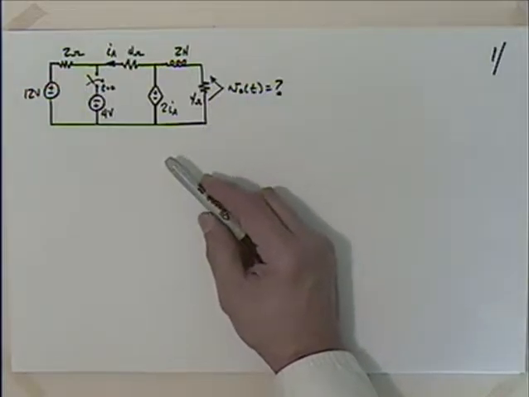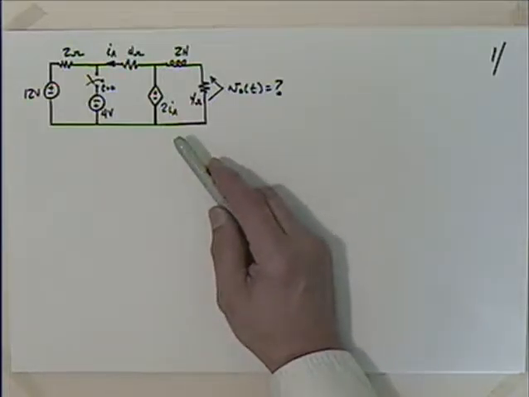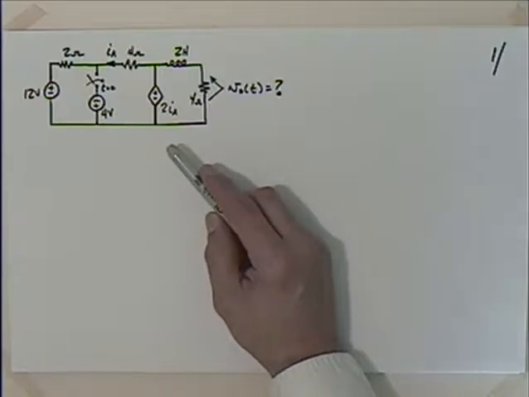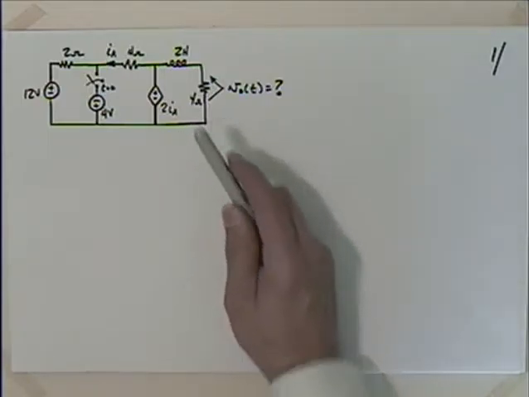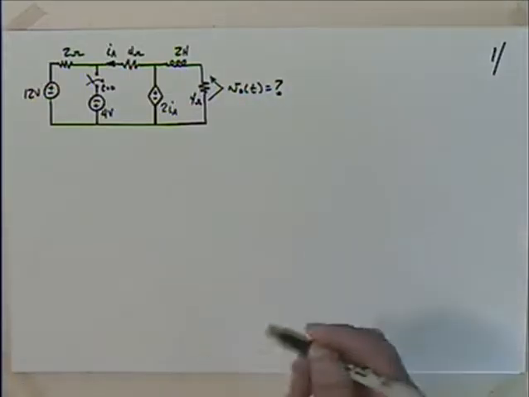I don't know that this one will make us do any big long mesh analysis or node analysis, but if you've been struggling with why you get a negative voltage when you expect a positive voltage, or vice versa, this one has a lot of those little tricks in it, so that'll give you some practice with that. So let's go ahead and begin.